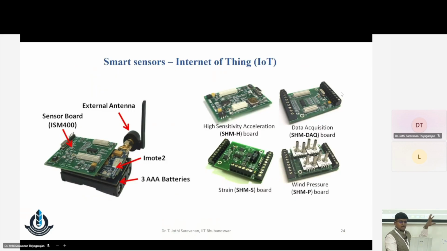This is today's thing, which everyone uses: IoT based smart sensors. You can mount them anywhere you want, and they do the job for us. There are many things; I'm just putting up some famous ones which we have used. We have used iMode 2 and a high sensitivity accelerometer. That's a DAC board. This is for the strain, and that is for the wind pressure. There are many things we are using.